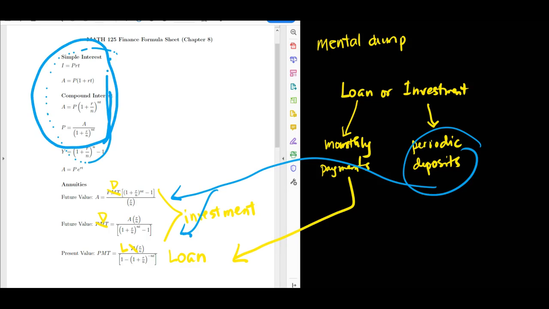Now, what will determine which formula to use? It will be the word compound or simple. Then you apply simple interest. If it says compound, then you apply this formula.